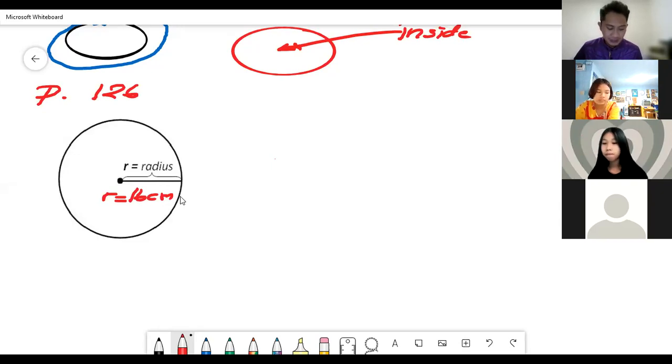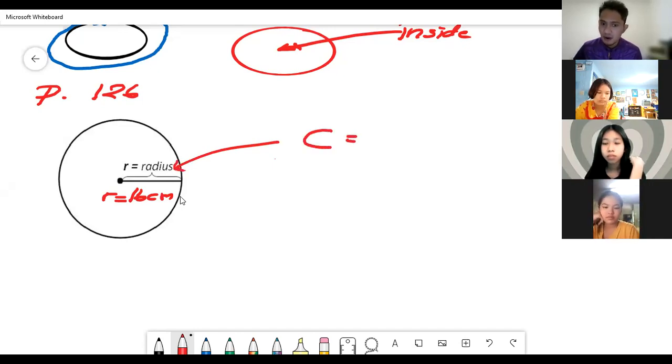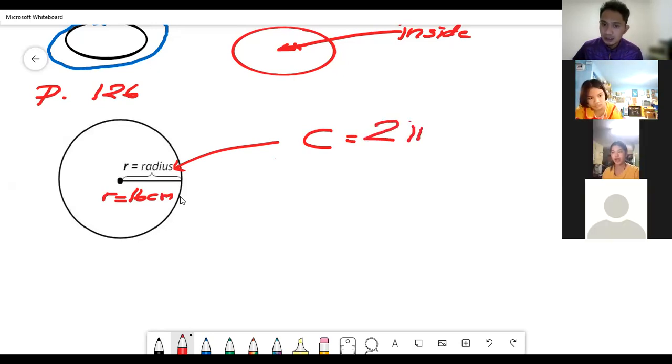And do not forget, what is the formula of circumference? C, circumference, is equal to 2 pi r. Do not forget that one. 2 pi r, as easy as that. If you have the radius, then you're done. Now you need to multiply.